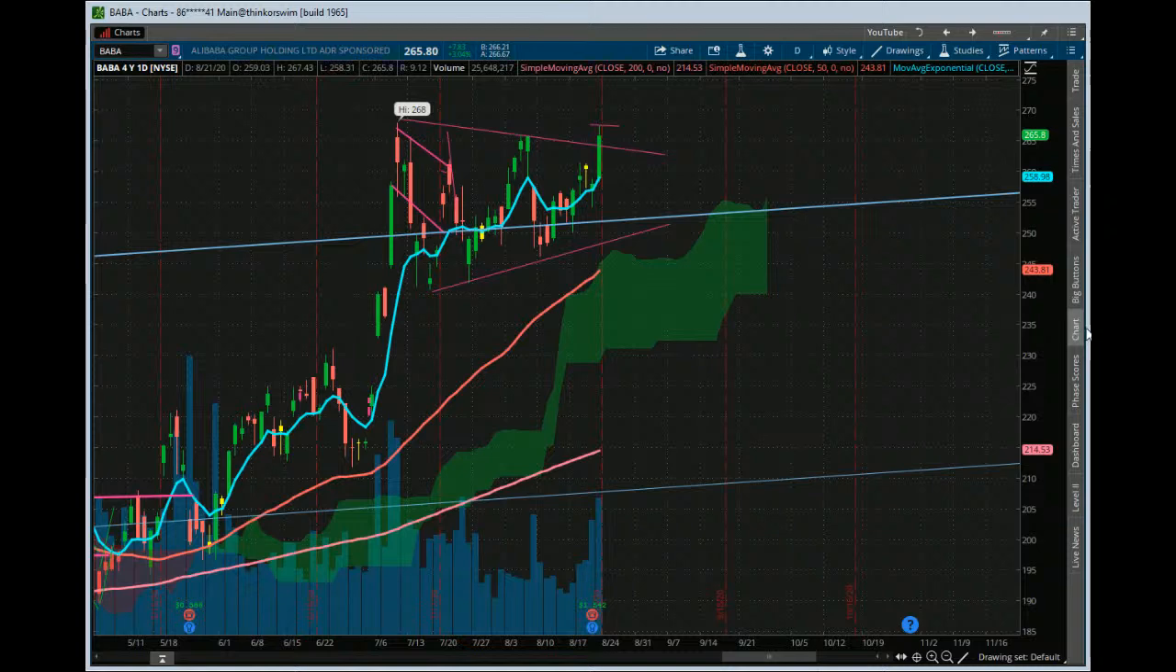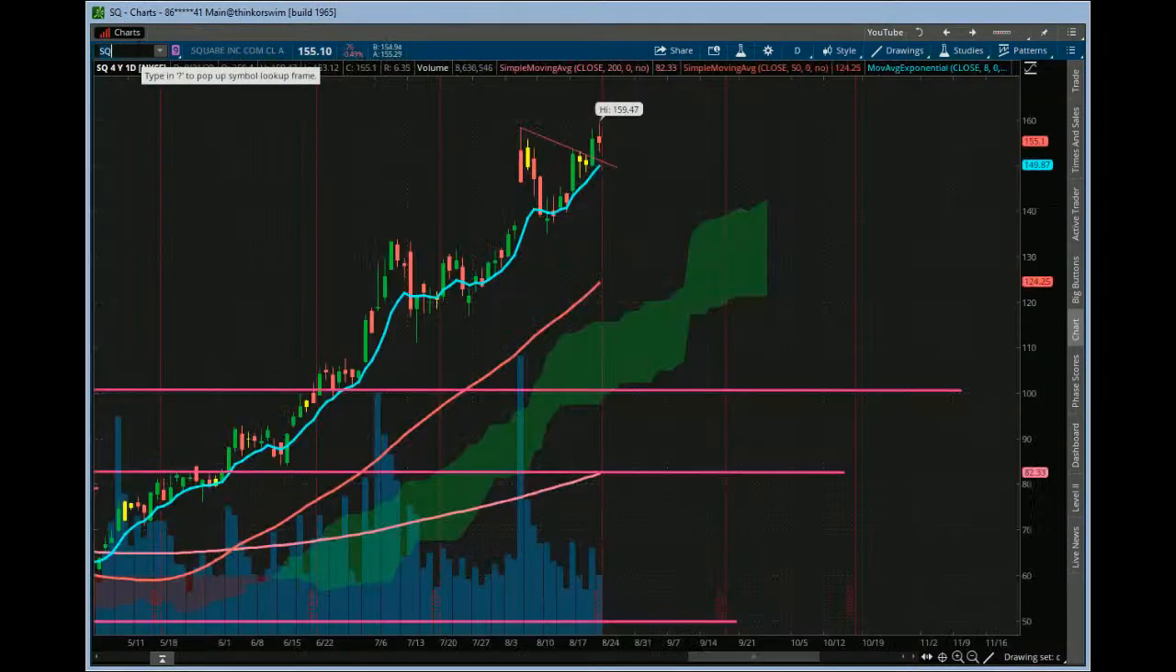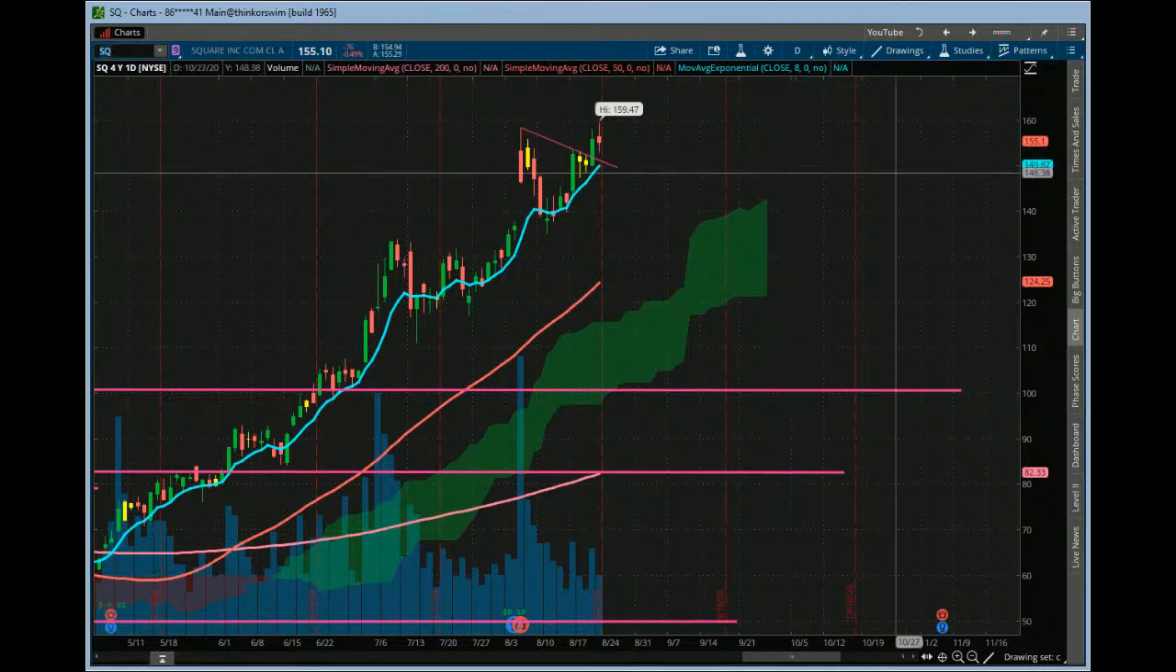Oh, and then Square. Yeah, sorry, I just saw that. So Square, again, it tried to make a move the other day. It's giving you a lot of upper shadows right here. It's really timid at its all-time highs. So just a little caution on that one. Okay, we just want to look for intraday strength to see if it can push again.